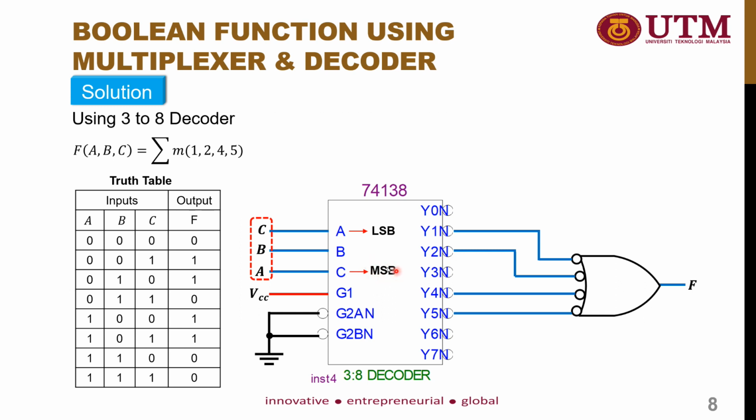So that's why the MSB part of the decoder input, which is represented by pin C, will be connected to the MSB part of the input, which is input A, because input A is the MSB part. So input A will connect to input pin C, which is the MSB part of the 74138 IC. And pin A is the LSB part of the input of the 74138 IC. So it will be connected to the least significant bit of the inputs, which is C.